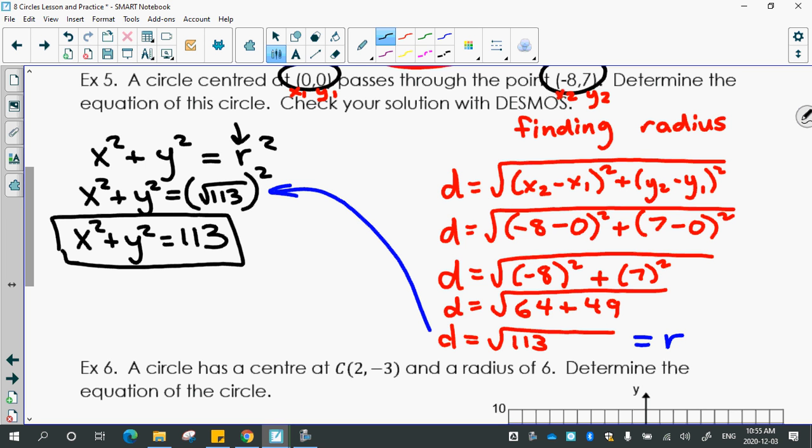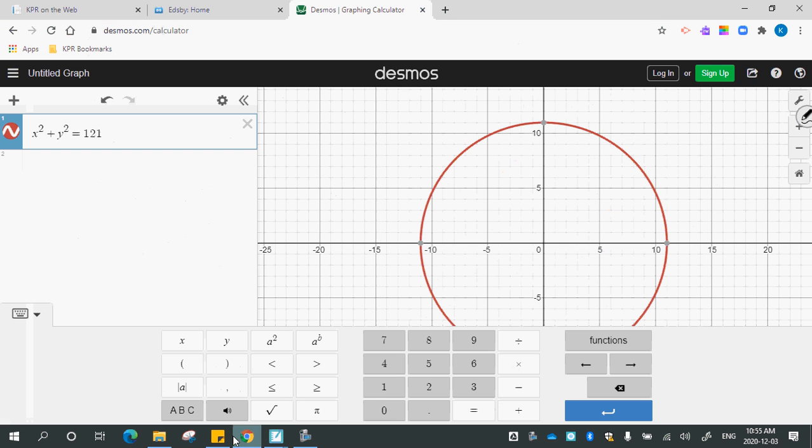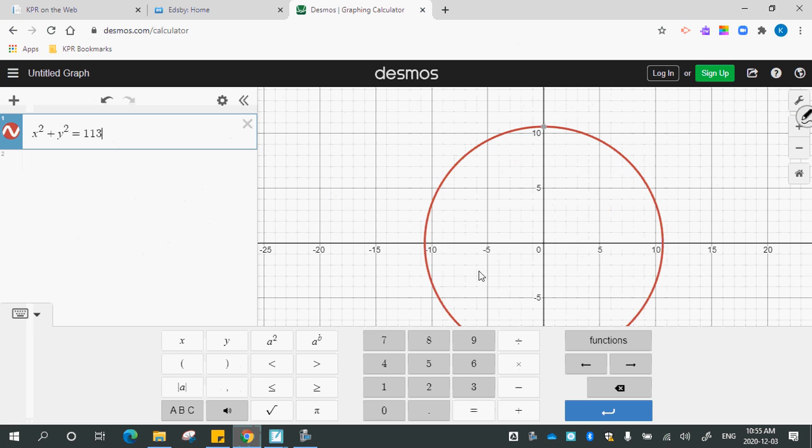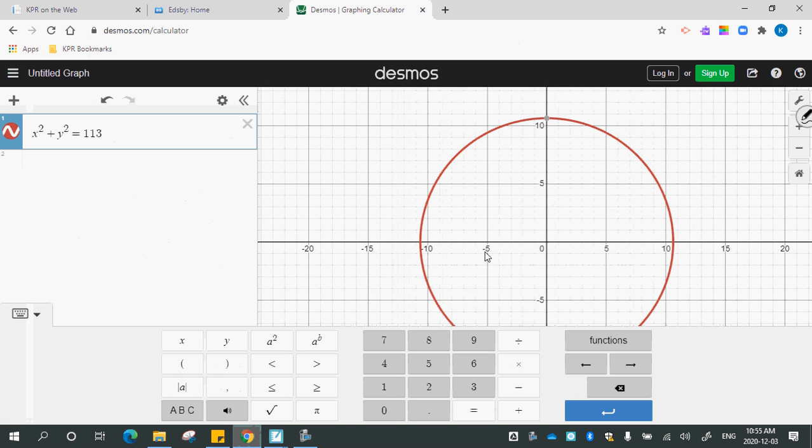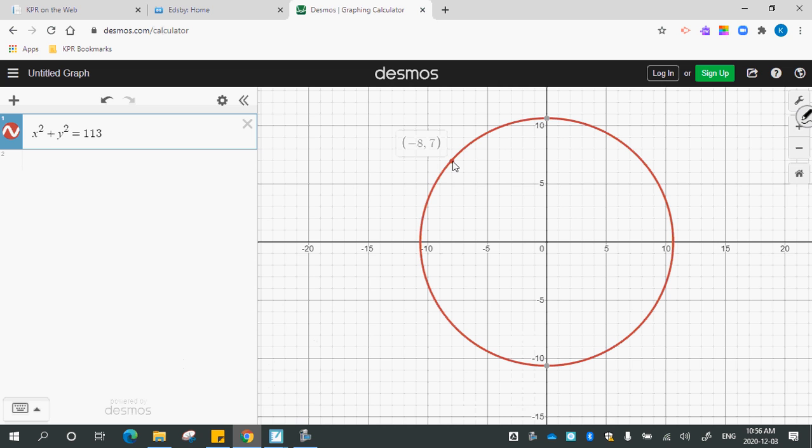And then I'm going to type that into decimals, and you guys are going to check and see if it's centered 0, 0 and it goes through -8, 7. Okay? X squared plus y squared equals 113. Okay, so we want to know if it goes through the point -8, which is right here, and +7. Yep. Okay. So we got the right equation for the circle. Center 0, 0, and it goes through the point -8, +7.